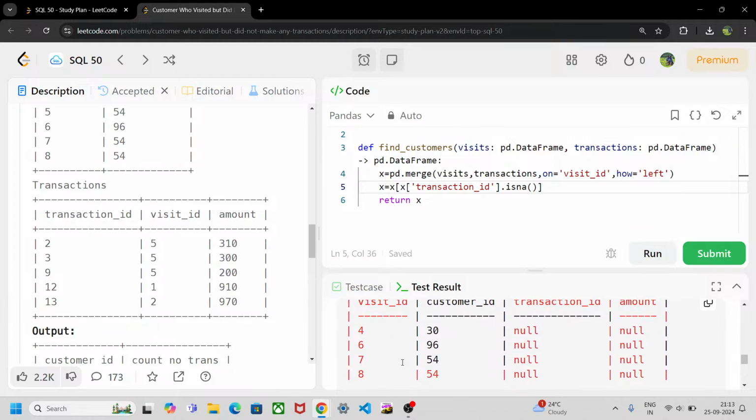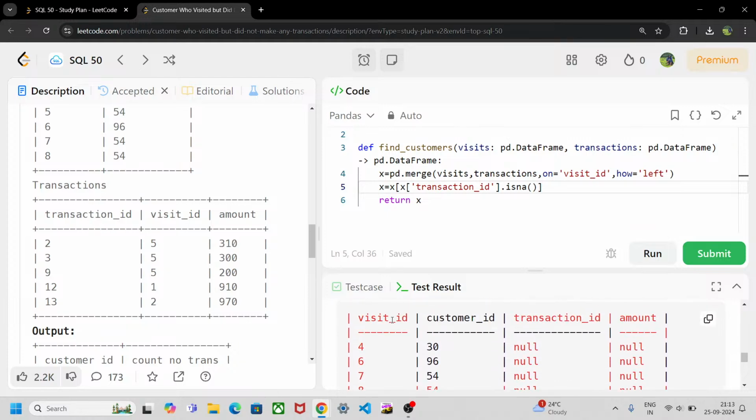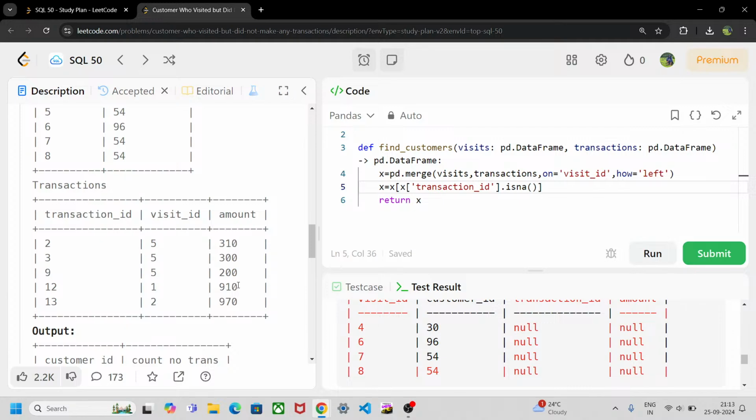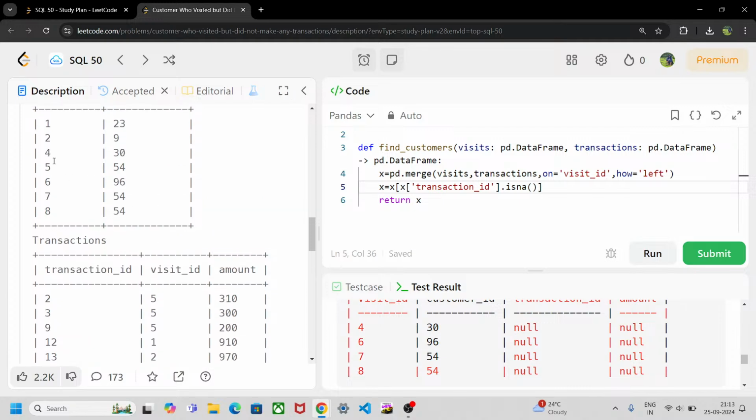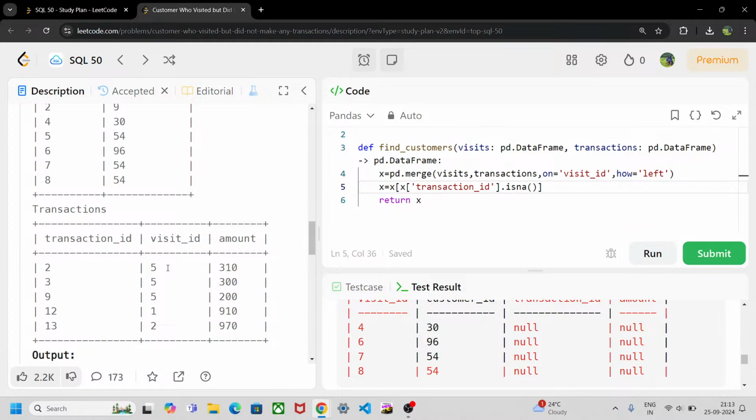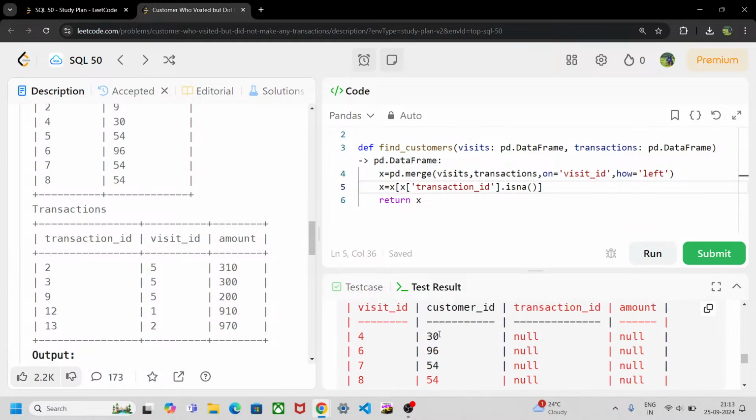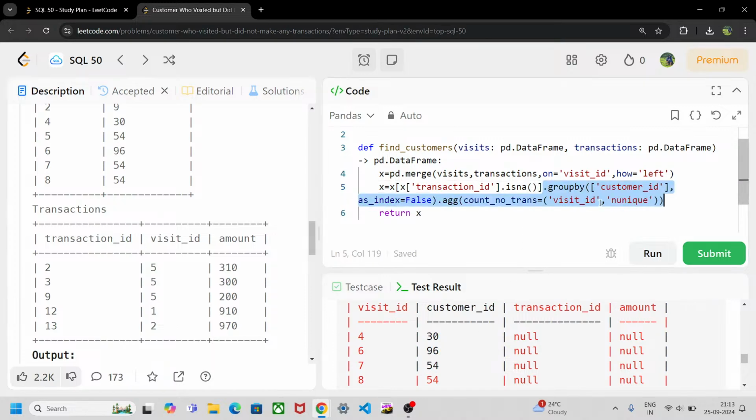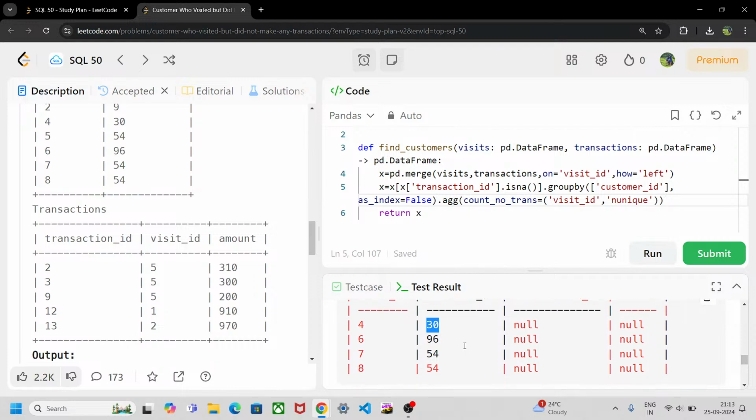So here you can see for visit IDs 4, 6, 7 and 8, the transaction ID is null. So that is what the output is. Let's go back to our group by. What it does is it groups by the customer ID, that is this 30, then 96 and 54. So we get 30 with 1, 96 with 1 and 54 with 2.